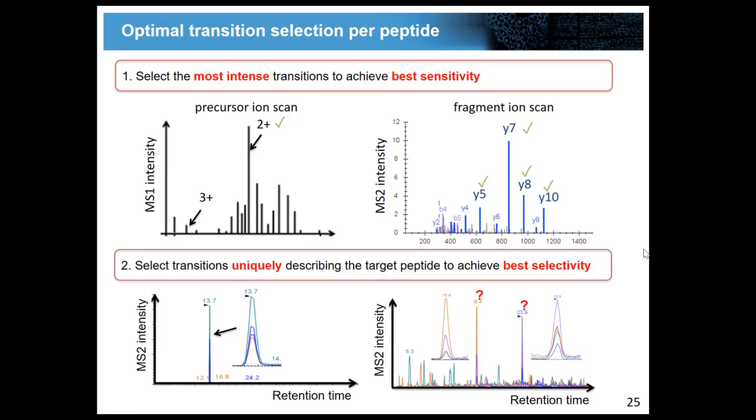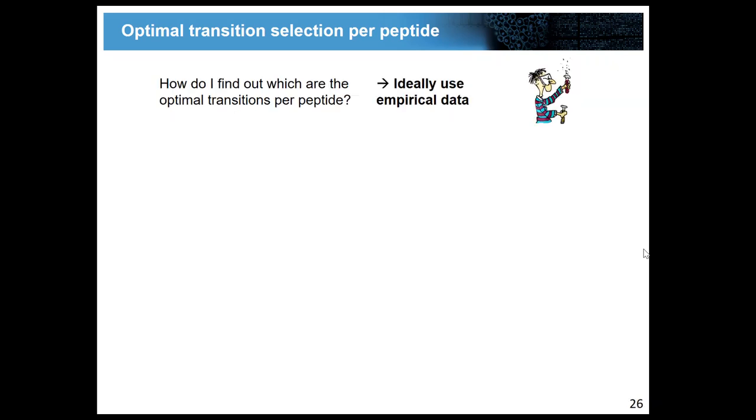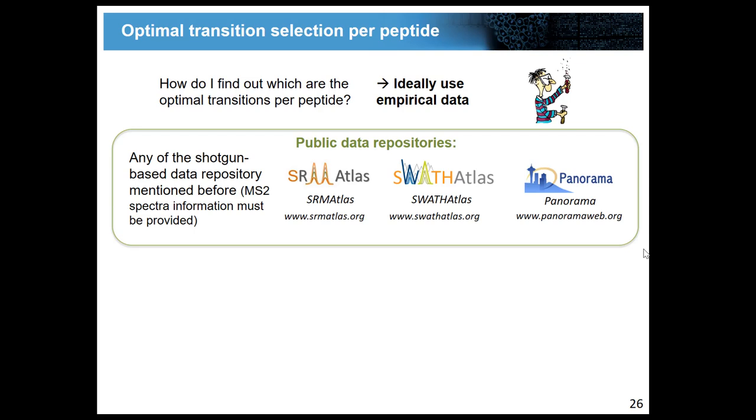Exactly, and at the same time, people also try to be unique, so to pick transitions that give you just one signal in the end and try to avoid transitions that might be shared. There's another peptide component that has a similar precursor, similar fragments, and then you end up with 2 signals and you don't know which one is what. And again, how do you find out? Empirical data. That's the best source to find that out.